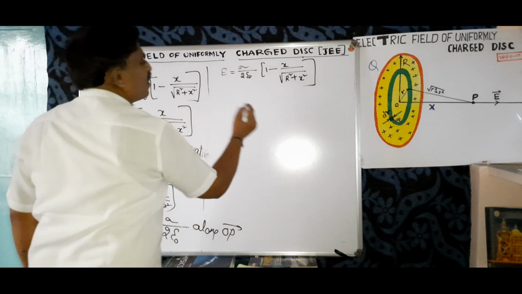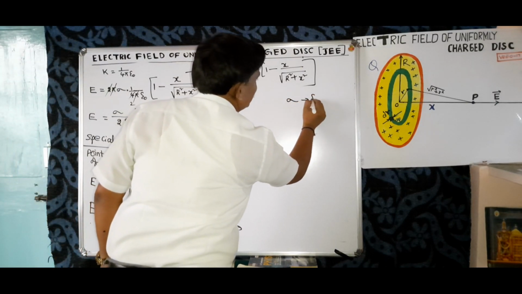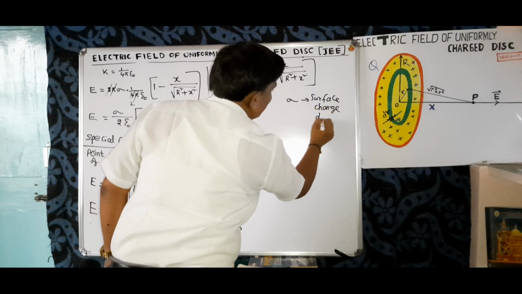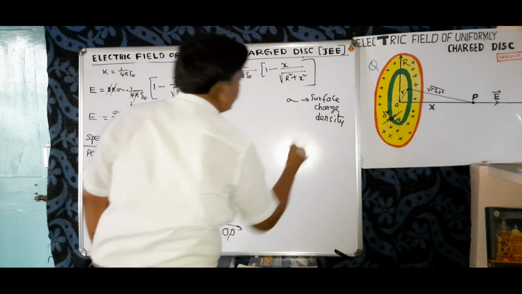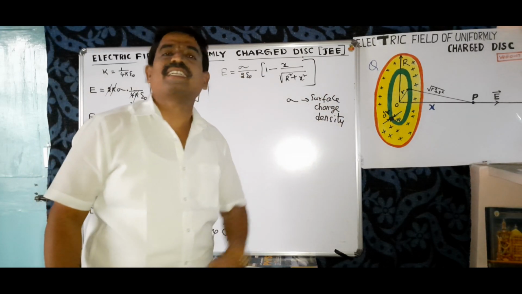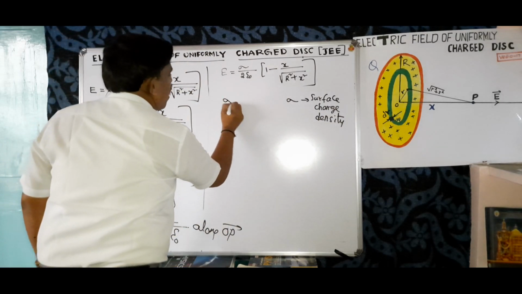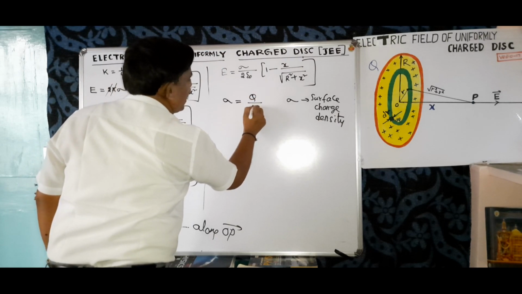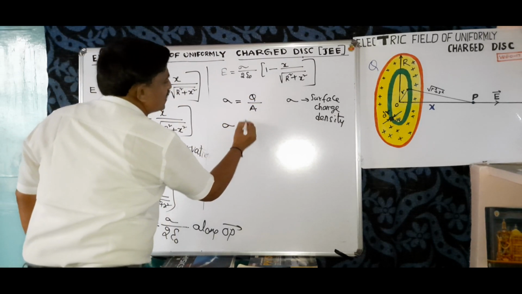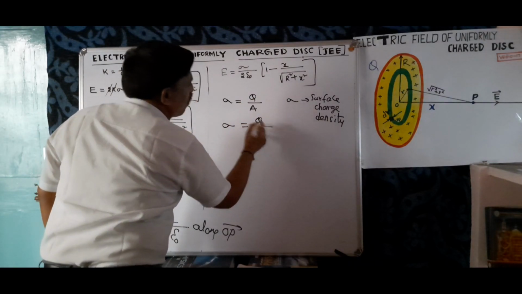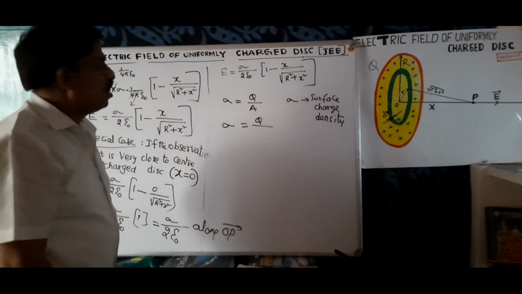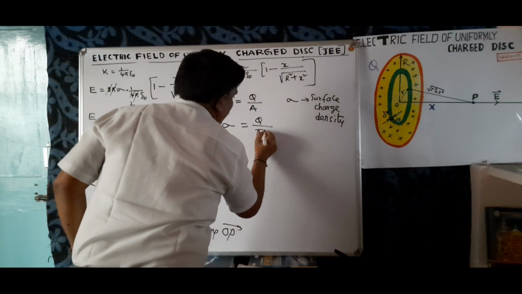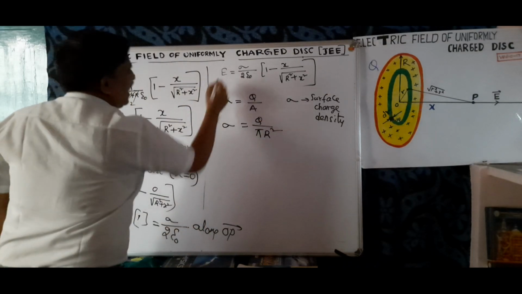Now sigma means what? Surface charge density of the disk. Sigma is equal to charge per unit area, total charge by total area. Sigma is equal to total charge Q by total area. The total area of the disk is pi r square.